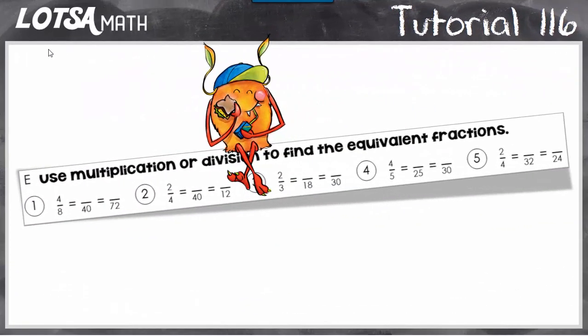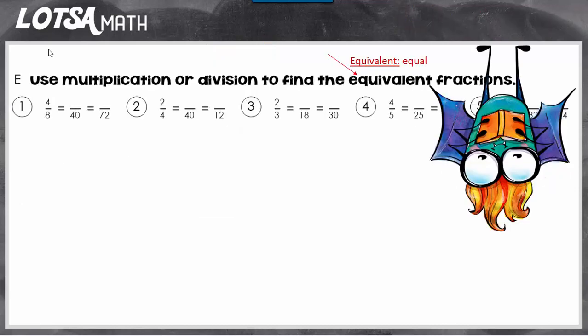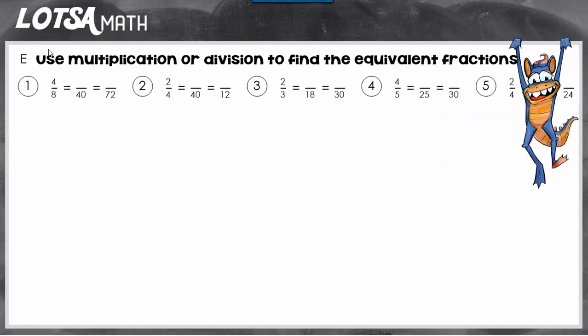For these questions, we're going to use multiplication or division to find the equivalent fractions. Remember, equivalent means that it's equal. So for number 1, we see that we have 4/8 equals something over 40, which equals something over 72. This is very similar to what we've been doing, with the difference being that there are 3 different fractions that are all going to be equivalent.